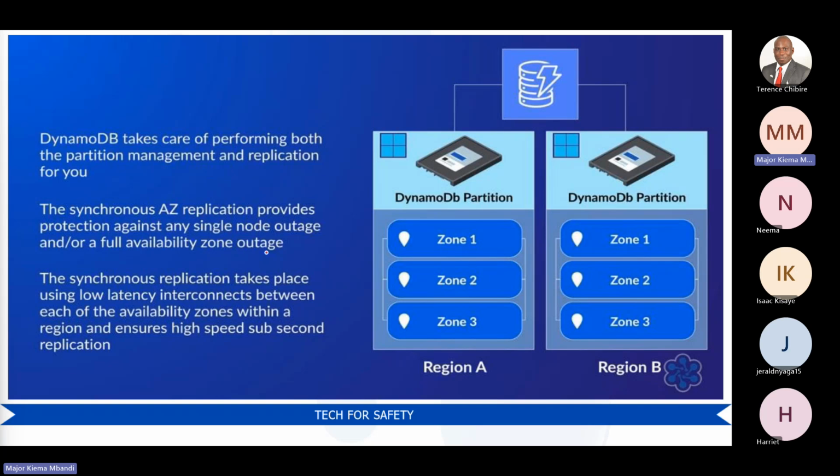full availability zone outage. So you see this is region A, region B. So if it's the whole region that is affected by the outage, what will happen? Now region B will be able to serve traffic. The synchronous replication takes place with low latency interconnects between each availability zone within the region. Hence, of course, we are expecting high speed, sub-second replication.